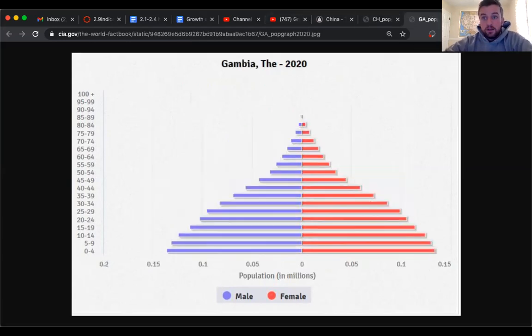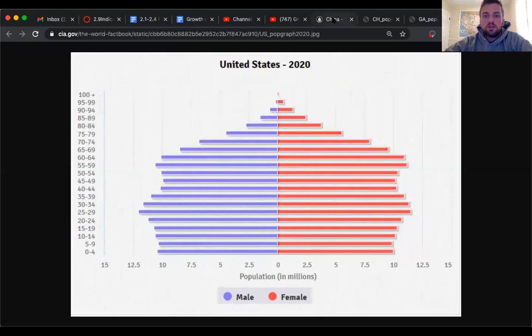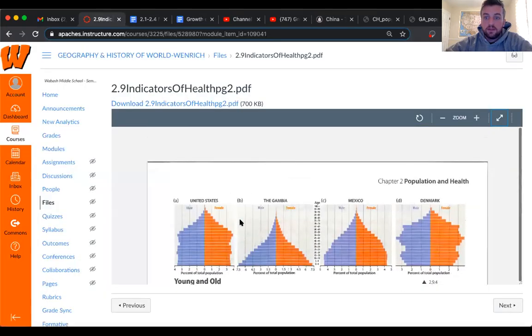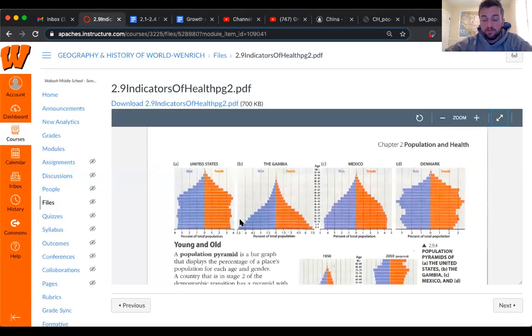Population pyramids are fun, okay? They will give you a good insight into what a country's population looks like, and more importantly, it's going to give you a good indicator of the quote health of that particular country. So that is my little bit about population pyramids and how you can use that to essentially see how healthy a country's population is.